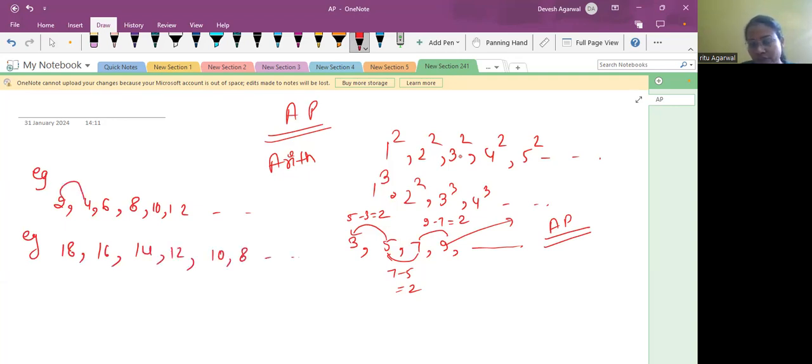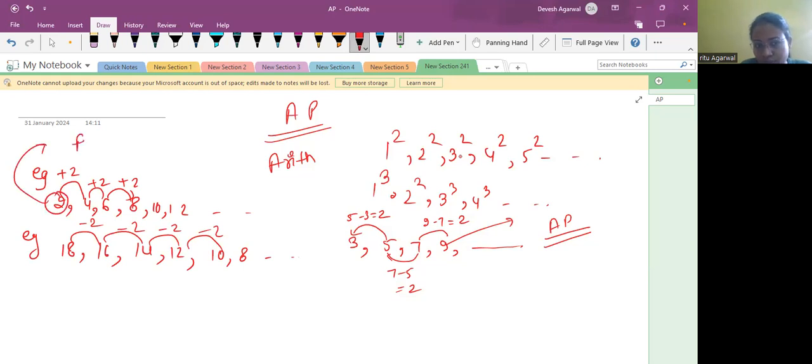In the earlier case, the difference is plus 2, right? In each term, we are doing plus 2. So the difference is plus 2. But when it comes to this series, we can say minus 2, right? We can check now: minus 2. The next term we get after we subtract 2 from the previous term, right? So what is this?